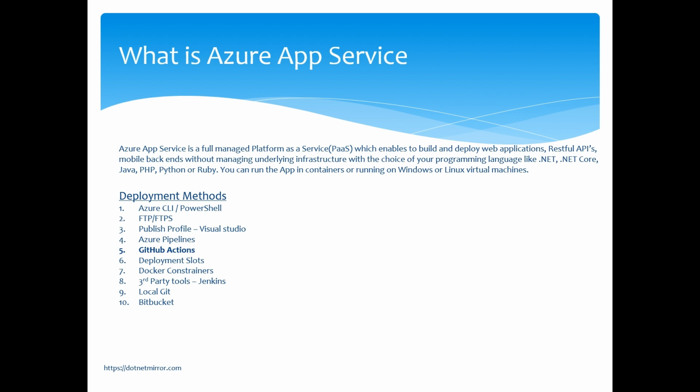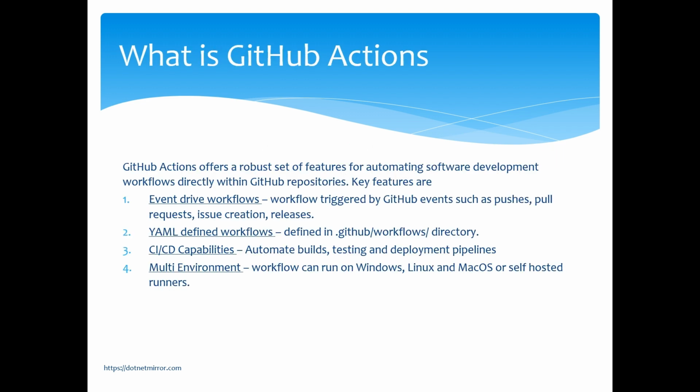It could be Azure CLI, FTP, publish profile, pipelines, GitHub Actions, or many more options are available. But in this video, we will focus on GitHub Actions. Let's understand what is GitHub Actions. It has a robust set of features to automate your software development. It contains workflows where you can deploy your application from the GitHub repositories.